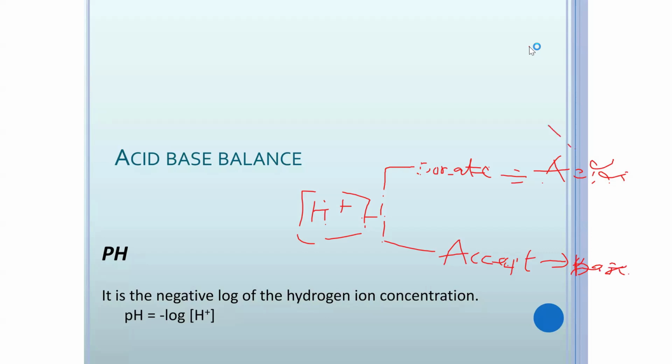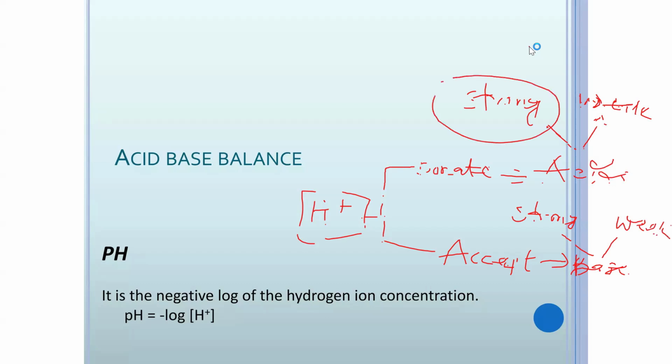And of course, acid is divided into two: we have a strong acid and a weak acid. Also, in the case of base, we have a strong base and a weak base. A strong acid is an acid that can completely ionize in water, while weak acids are partially ionized in water. A strong base is a base that strongly ionizes in water, while a weak base is partially ionized in water.